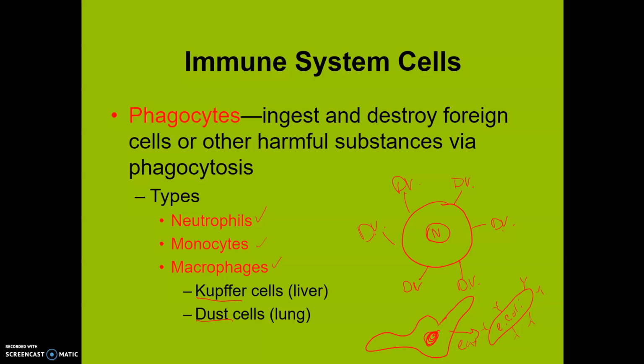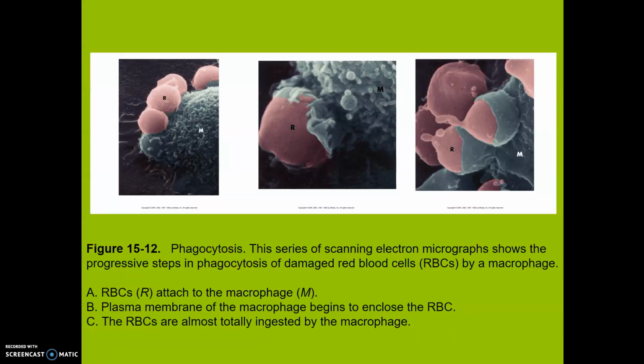So here's an example of phagocytosis, red blood cells attached to a macrophage. Sometimes a macrophage will consume a red blood cell if it's not of the body type. Here's a macrophage engulfing the red blood cell, and it will completely digest the ingested red blood cell. So it's pretty cool.